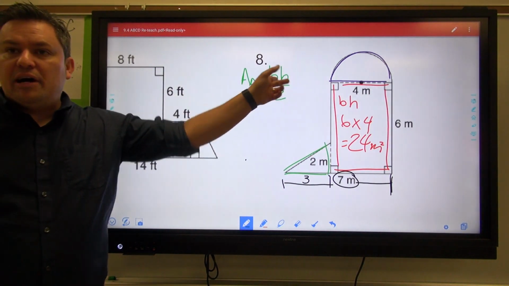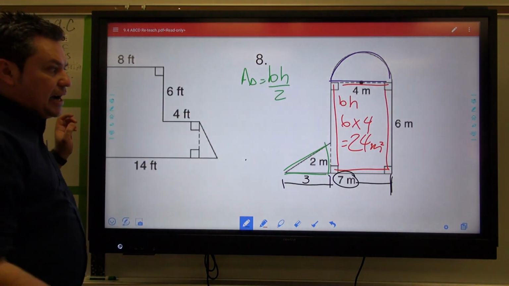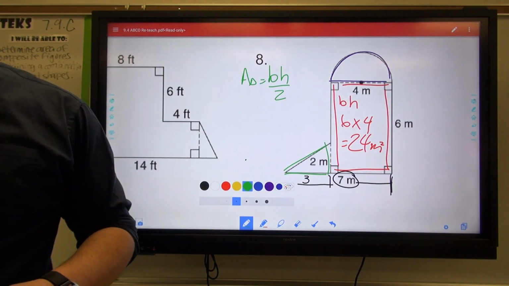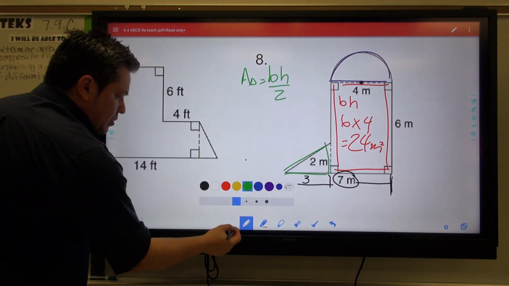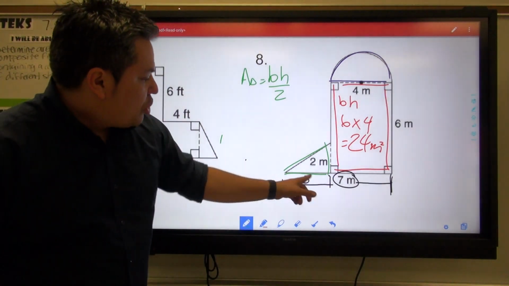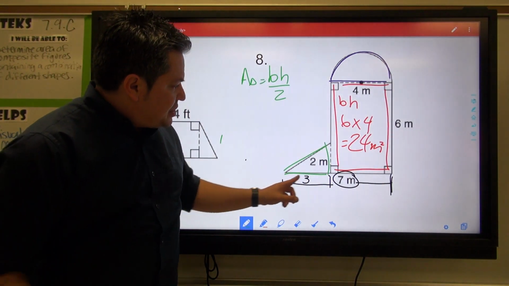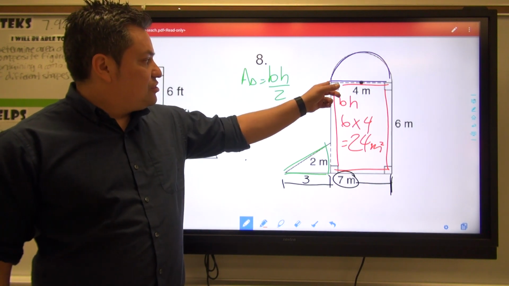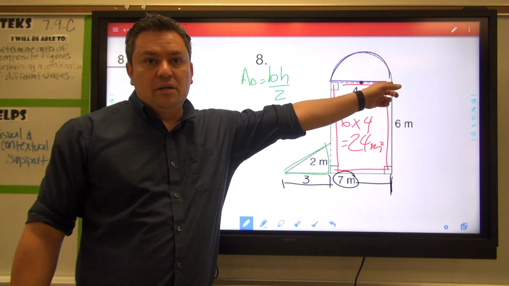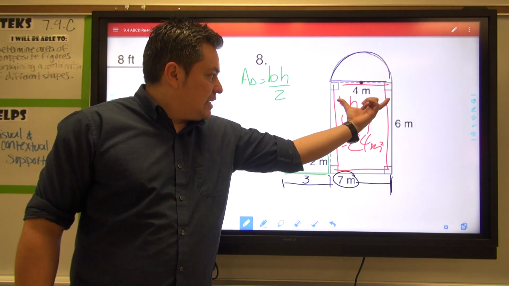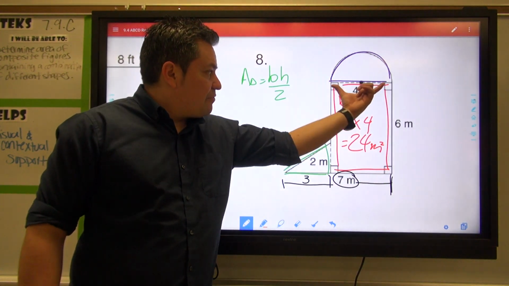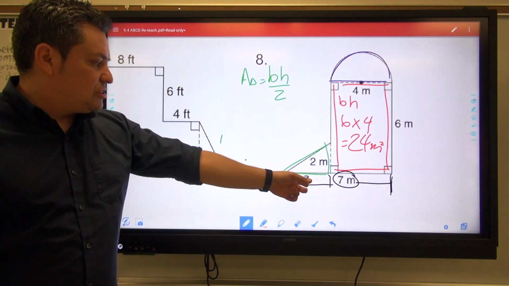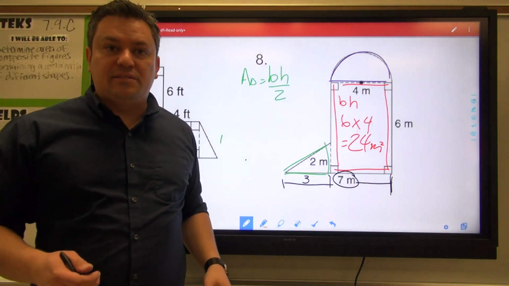Now I know my two numbers, right? Base and height. So it's going to be 3. How do I get 3? The distance from this edge to that edge is 7. The distance from here to here is 4. And since this is a rectangle, that 4 can come back down here, right? 7 minus 4 is 3. You have to be able to recognize them.